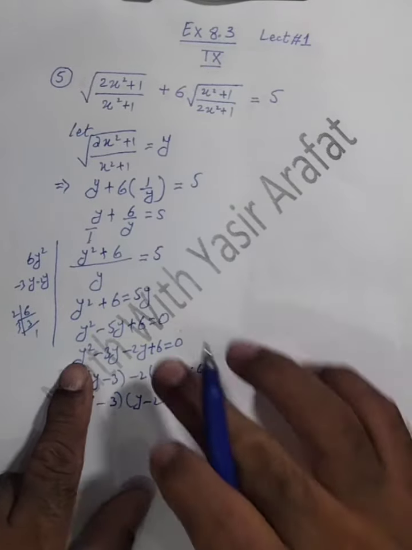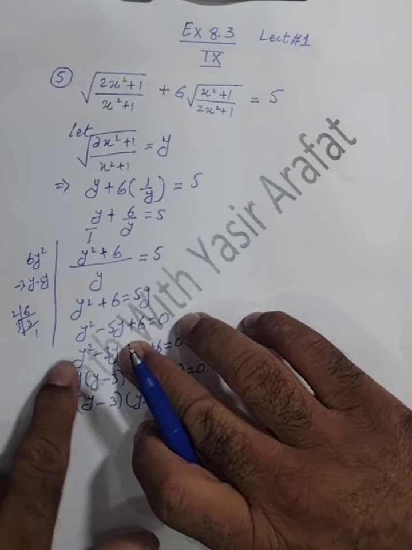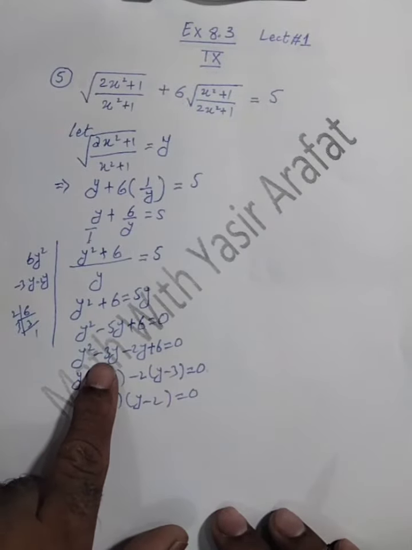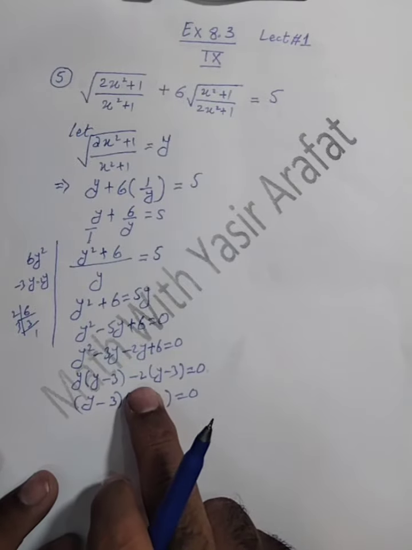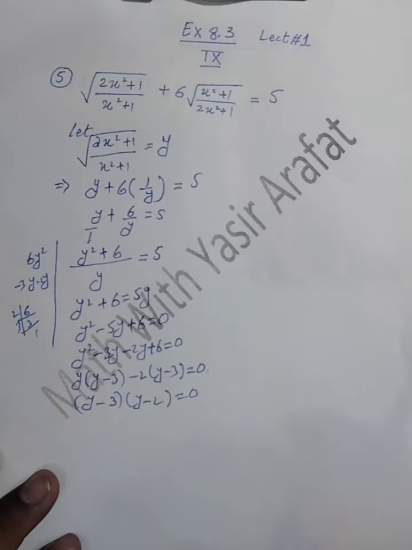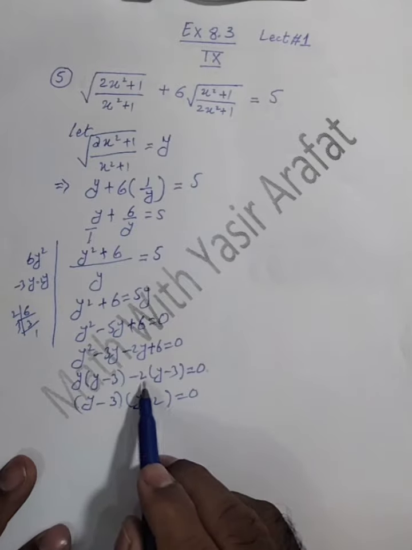Here we have to take out common from here. This is y square. We have to take out 1y common. So what will be the remaining? 1y, and we have to take out this y, so just minus 3 is remaining here. From here, we have to take out 2 common with negative sign, so we have to change the sign of the second variable as well. Y minus 3 common, so this is y minus 2.